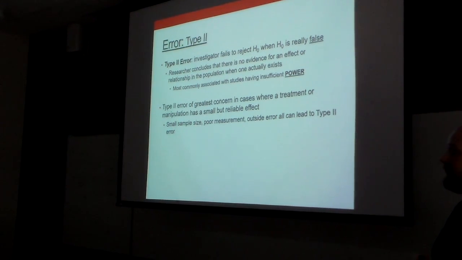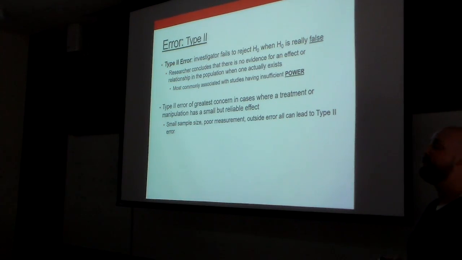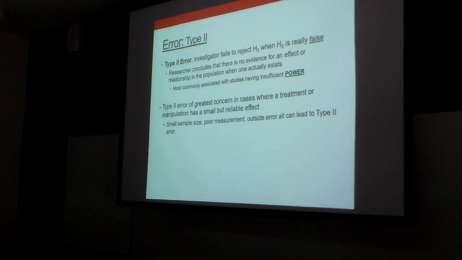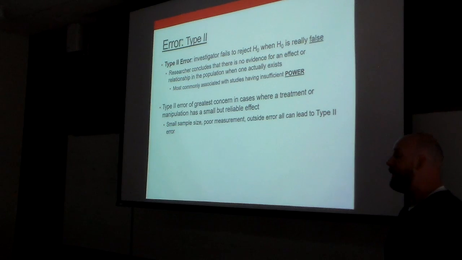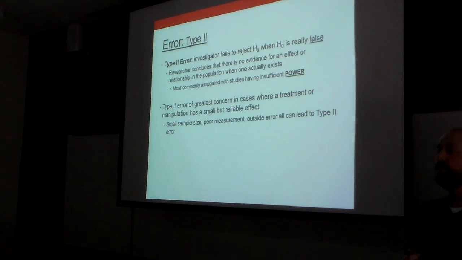So small sample size obviously is the big one, but poor measurement too, right? This is why it's so important to have good measures that are reliable and consistent, because if we've got just, oh, I made this measure up on my own, who knows? There's a lot of extra static in there that adds to your error. And then outside stuff, right? I've got research assistants, some of them are good, some of them are not. Some people enter the actual scores, some people enter random numbers, right?